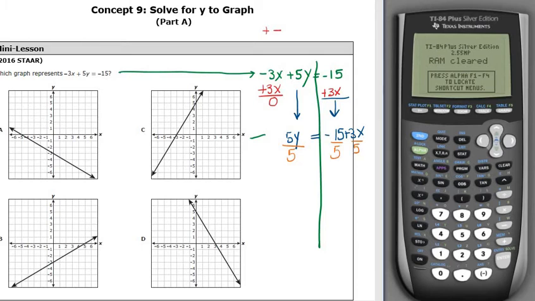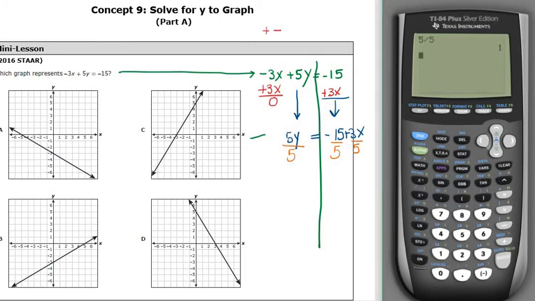Alright, so here 5 divided by 5, that gives me a 1, I have 1y. Here negative 15 divided by 5, negative 3. And this last part, 3 divided by 5, that's an okay decimal, so plus 0.6x. We won! Y is by itself.